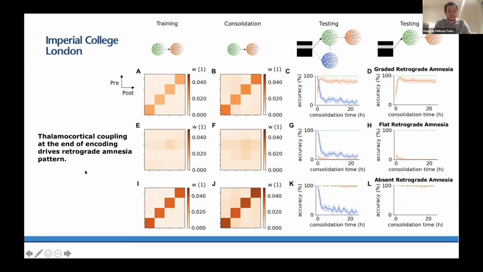So all this is to say that thalamocortical coupling, the degree of synaptic coupling between medial dorsal thalamus and medial prefrontal cortex at the end of encoding, is driving the dynamics of engram cells in cortex, and therefore the retrograde amnesia pattern that is induced by hippocampal lesion.